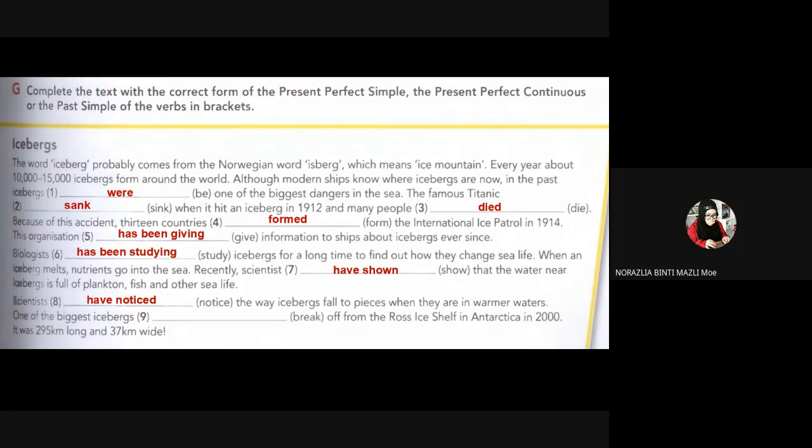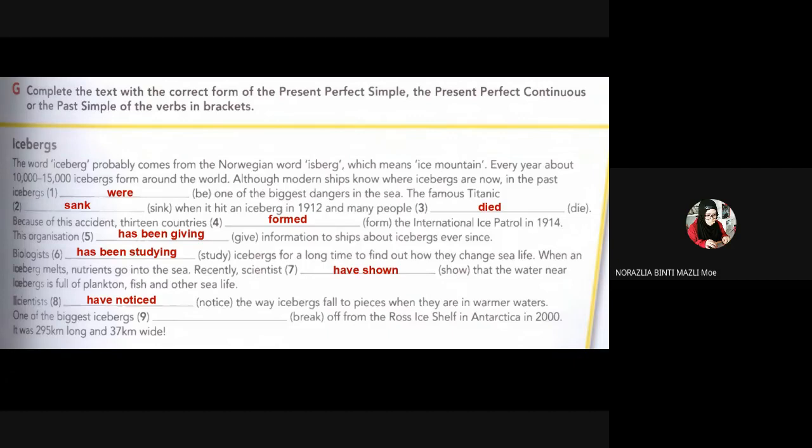Yang ni dia punya keyword dia macam macam nak cakap, bila have ni dia emphasize tau, dia emphasize telah menunjukkan, telah menyedari macam tu. Tapi bila kita kata yang continuous ni, biasanya dia mesti ada keyword dia. Ever since tu, for a long time tu. Sama macam tadi, contoh-contoh tadi pun sama. Okay, now last one, number 9.